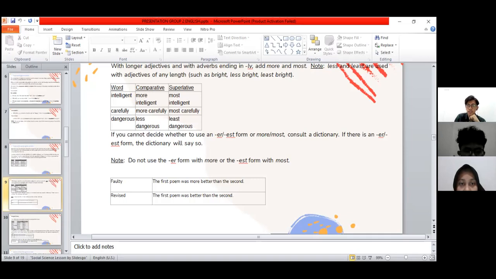If you cannot decide whether to use an -er or -est form, or more or most, consult a dictionary. If there is an -er or -est form, the dictionary will say so. Note: do not use the -er form with more, or the -est form with most. Faulty: the first form was more better than the second. Revised: the first form was better than the second.